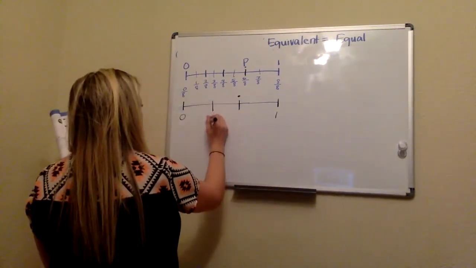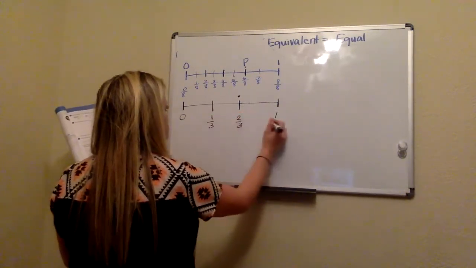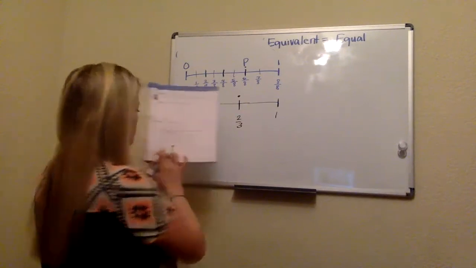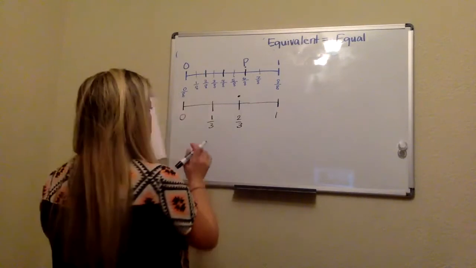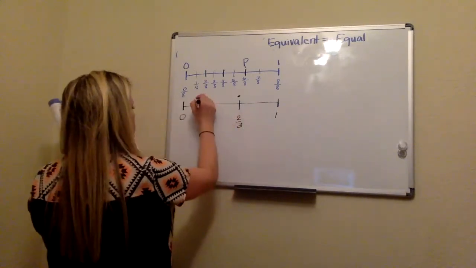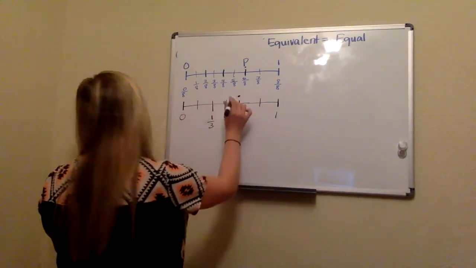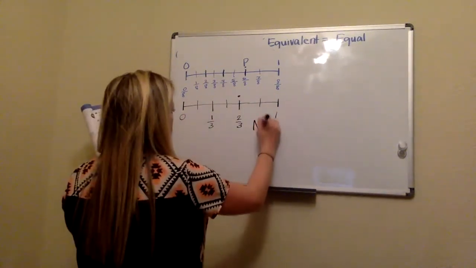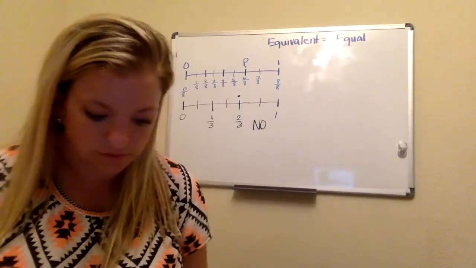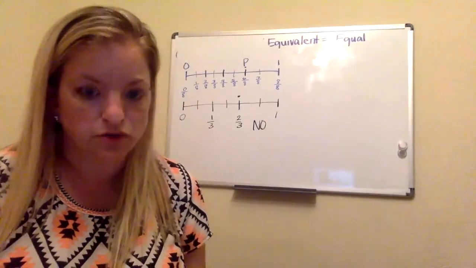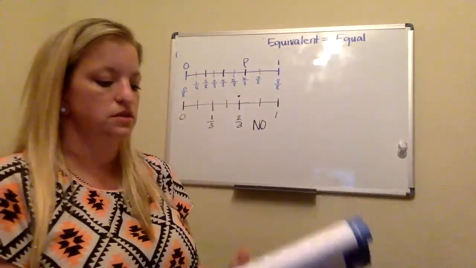And this is 1/3, 2/3, 3/3. And the next one is 1, 2, 3, 4, 5, 6 pieces. So then you're going to take this 1, 2, 3, 4, 5, 6, and the dot remains the same. So that one is also no. They're not equivalent. If you have your rainbow strips again, that would be a really great way. You can just line them all up and see.